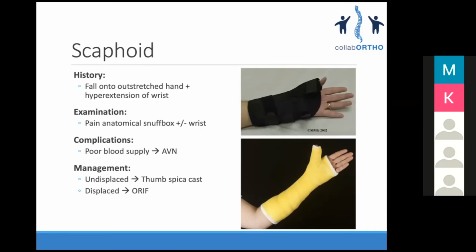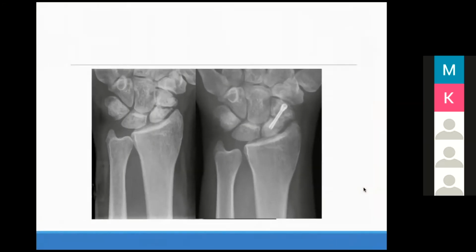Management. So if it's relatively undisplaced, you can manage these with just a special cast. So this is called a thumb spica cast, this yellow cast, where you just immobilize that thumb completely. With displaced fractures, you'd want to fix those and reduce those.